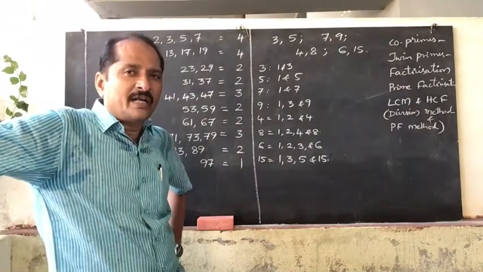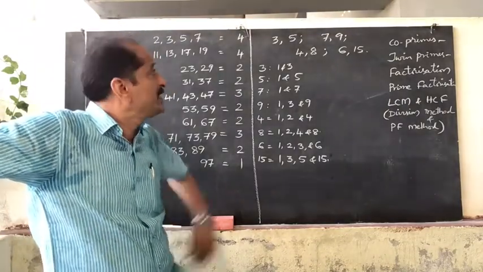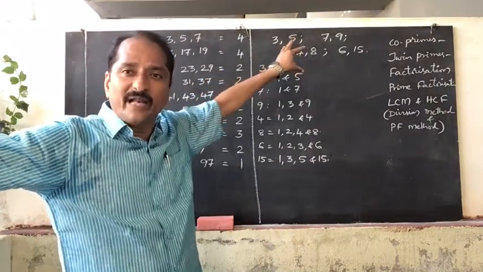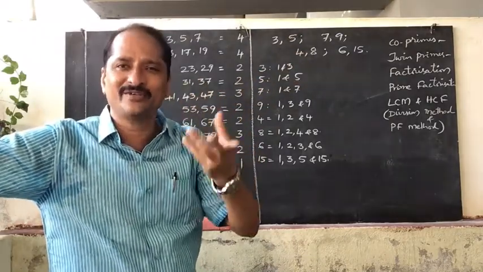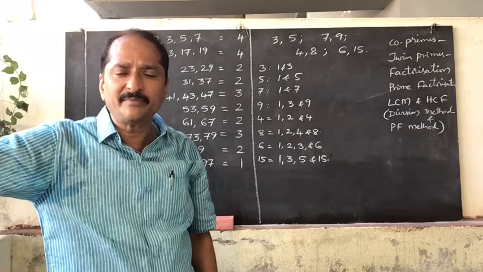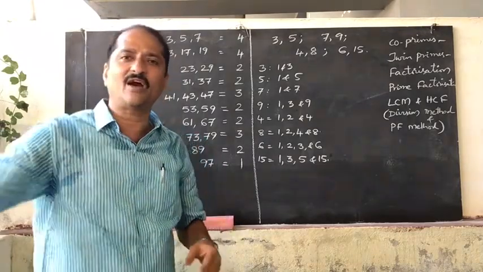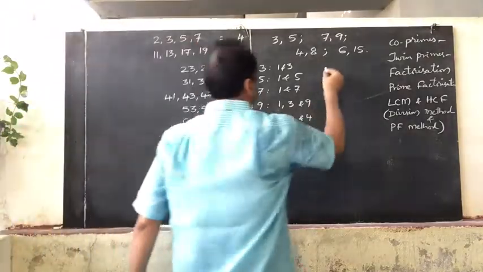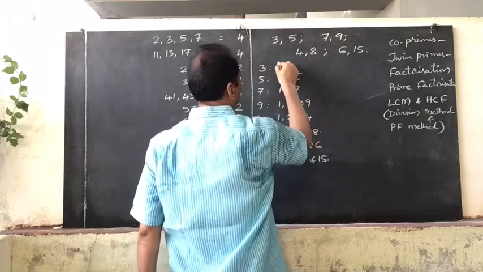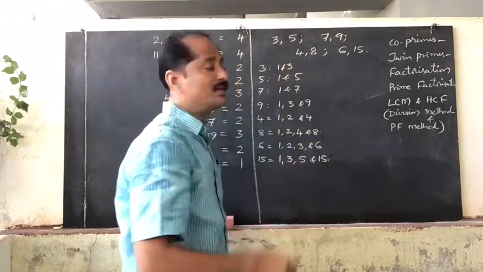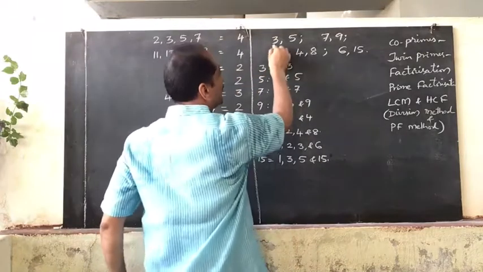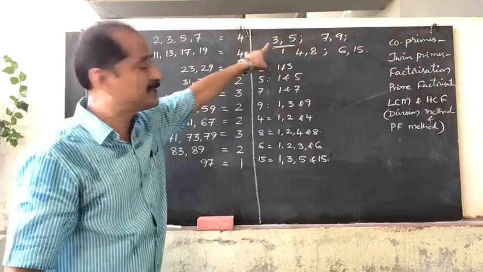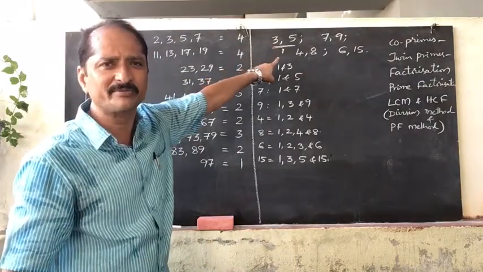Now he is asking, find out whether these pairs of numbers are co-primes or not. If they are co-primes, they should have only one common factor. If they have only one common factor, we can call them co-prime numbers. Now observe here, 3 and 5. Except 1, there is no common factor. So 3 and 5 are co-prime numbers because they have only 1 as a common factor. Now understood what co-prime numbers mean?